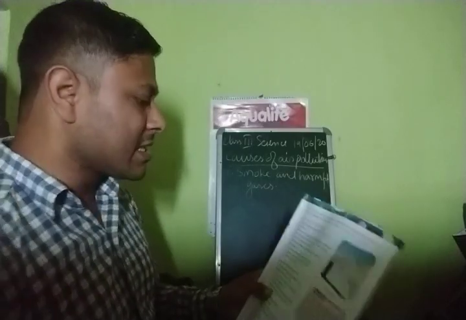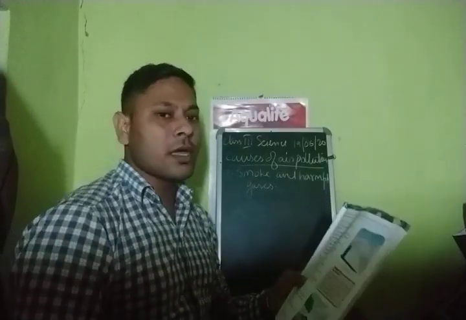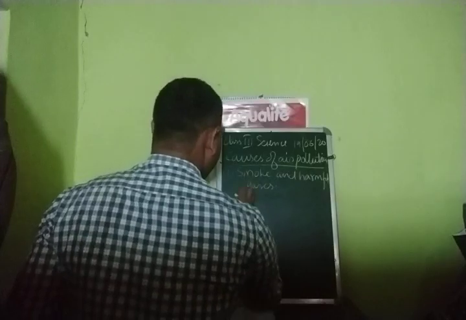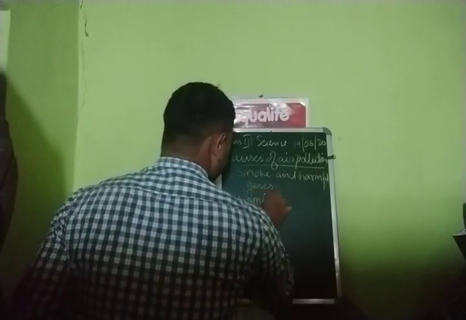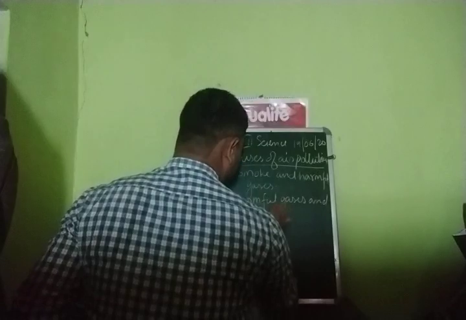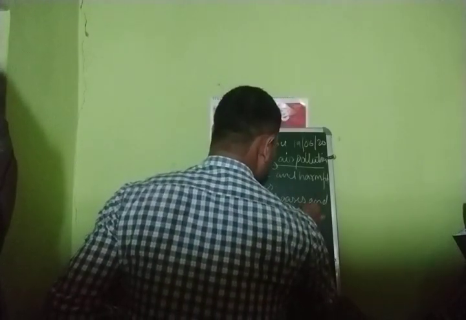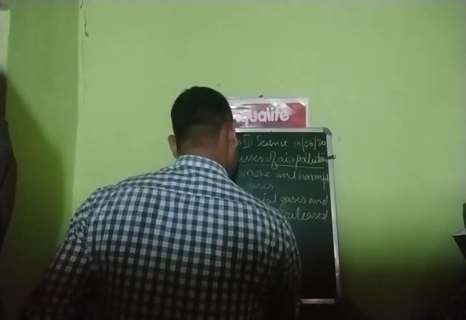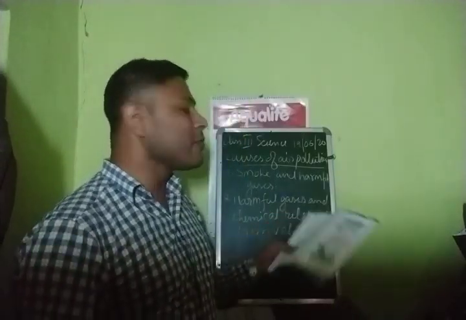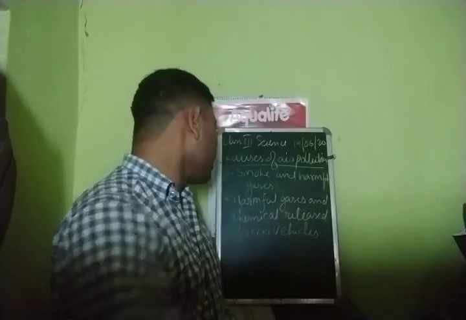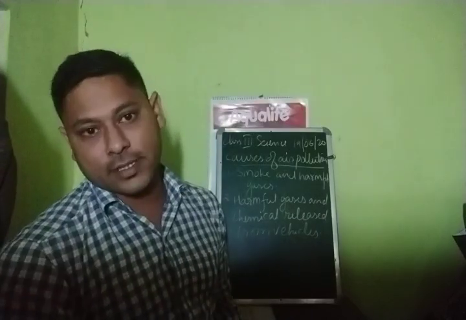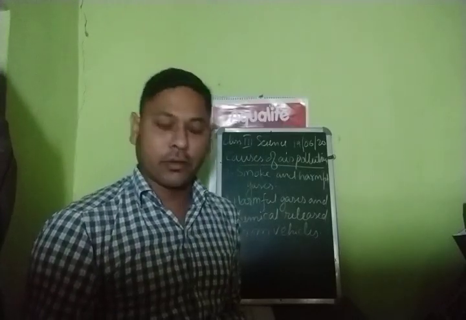Point number 2 says that harmful gases and chemicals are released from vehicles. So point number 1 says smoke and harmful gases released from the factories and industries, and point number 2 says all the harmful gases and chemicals released from the vehicles. These are also causes of air pollution, right?